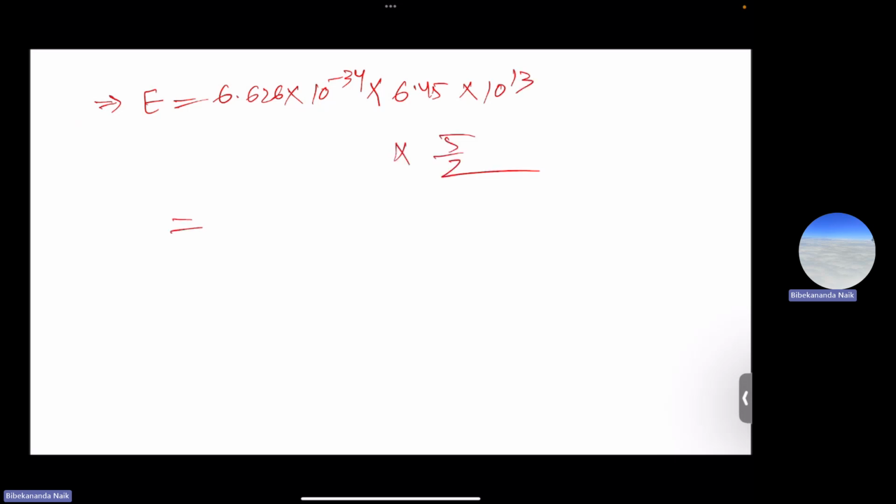So if you calculate, it will come out to be 106.84 into 10 to the power minus 21 joule. So which is the correct answer.